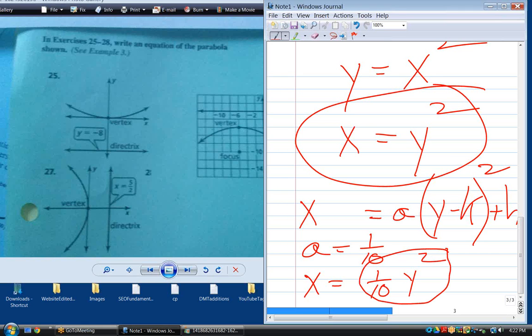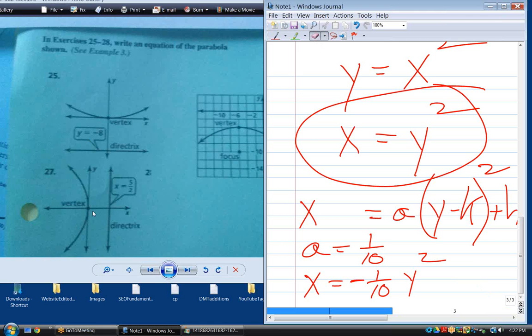If the coefficient is positive, it opens to the right. If the coefficient is negative, it opens to the left. So I need this to be negative: negative 1/10 y squared. And now I have a sideways parabola that opens to the left. If this were a positive 1/10, it would be this kind of parabola. It would open to the right. All right.